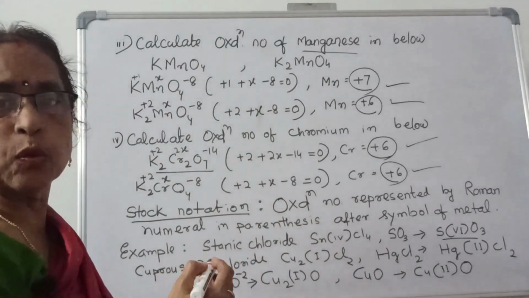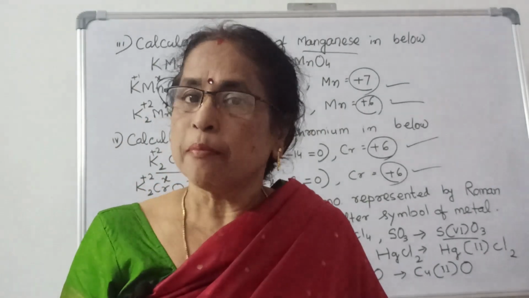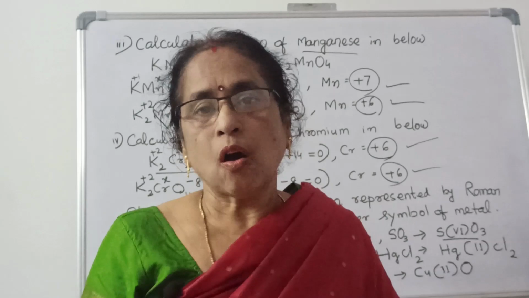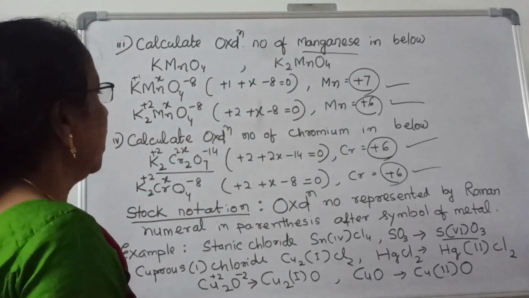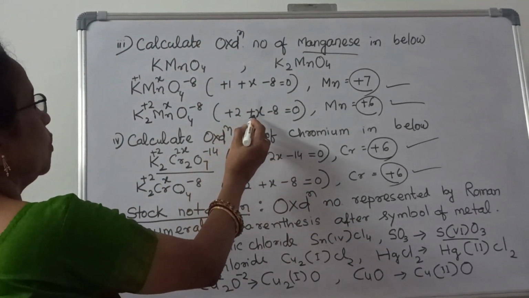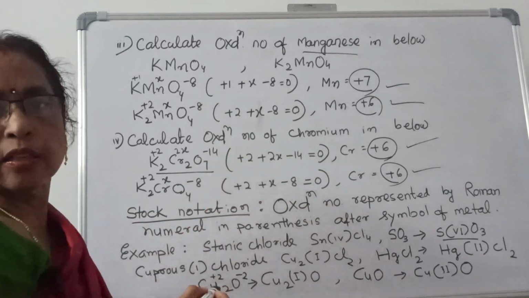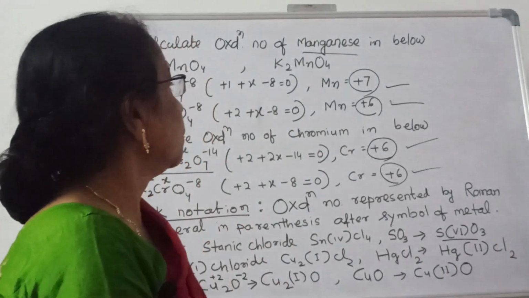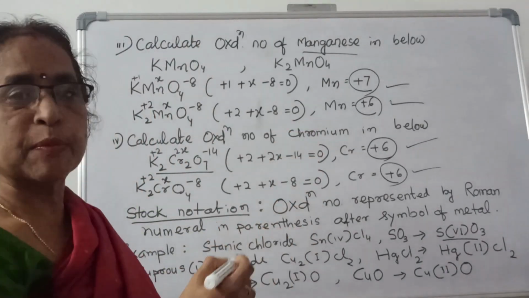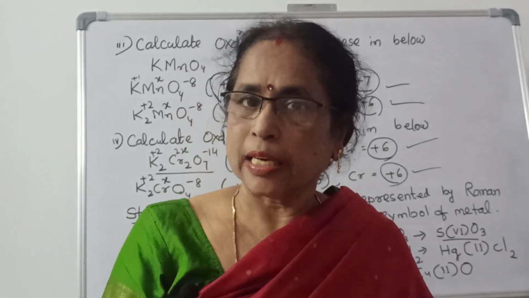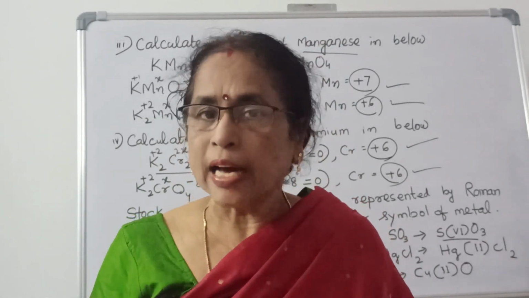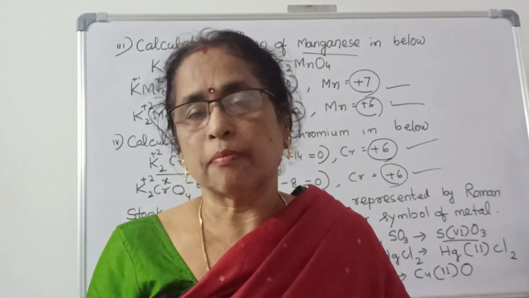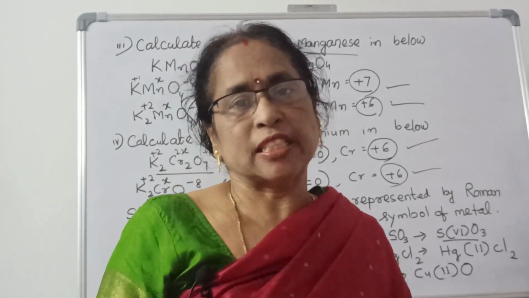Second case, K2MnO4, potassium manganate. Here we have potassium 2 times, Mn 1 and oxygen 4 times. That is why you can see here potassium plus 2, X is the manganese and minus 8 is for oxygen, equal to 0. So X equals plus 6. That means the oxidation number of manganese in potassium manganate is plus 6. You can find here the oxidation number of manganese in both cases is not the same.